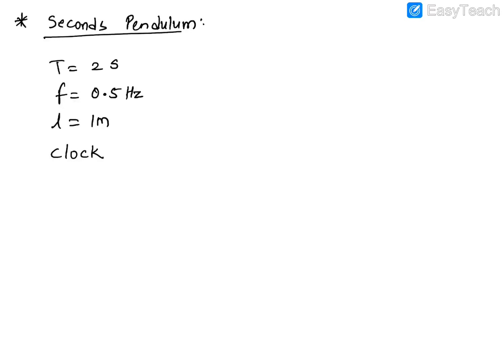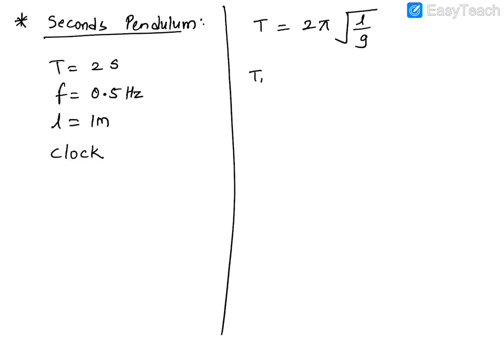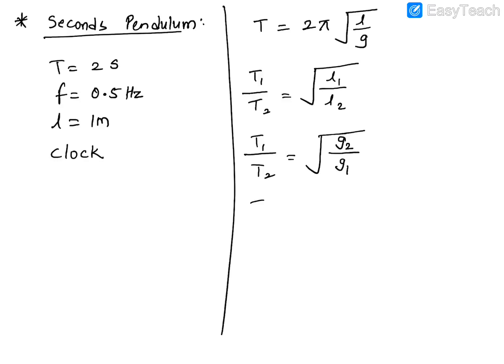Okay. Now guys, the formulas. What all formulas do you have in this chapter? The first formula is T equals 2 pi square root of L upon G. Second formula, T1 upon T2 is equal to square root of L1 upon L2. Third formula, T1 upon T2 is equal to square root of G2 upon G1. And the fourth formula, T equals 1 upon F. So write down all these formulas also. We'll need them when we do it in the class.